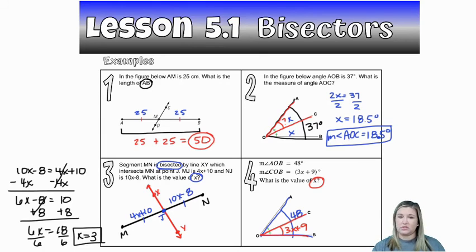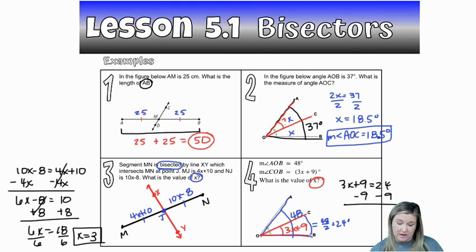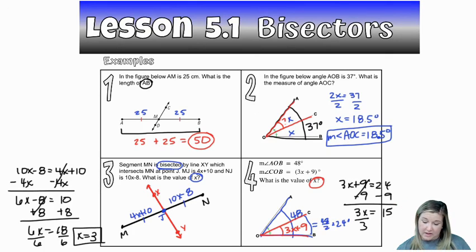So basically, there's two ways I could do this. What I'm going to do is solve and say that this is going to be 48 divided by 2, which is 24. I know that angle COB is 24 degrees, and I know that 3x plus 9 has to be equal to 24. So then I'll just solve for x. I have 3x is equal to 15. And then I'll divide by 3 on each side. And so x is equal to 5 in this instance.